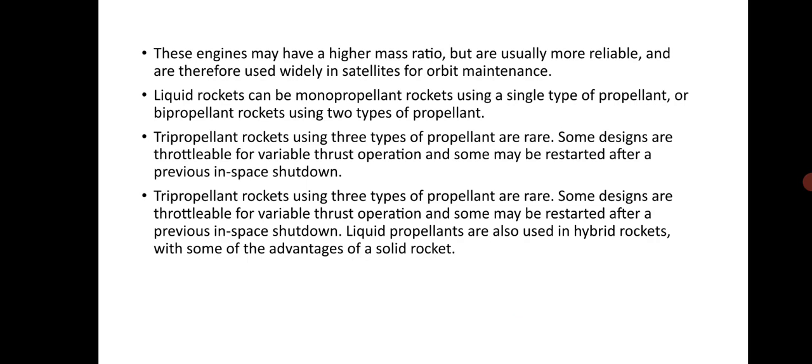These engines may have a higher mass ratio but are usually more reliable and therefore used widely in satellites for orbit maintenance. Liquid rockets can be monopropellant rockets using a single type of propellant or bipropellant rockets using two types of propellant. Tripropellant rockets using three types of propellant are rare. Some designs are throttleable for variable thrust operation, and some may be restarted after a previous in-space shutdown.